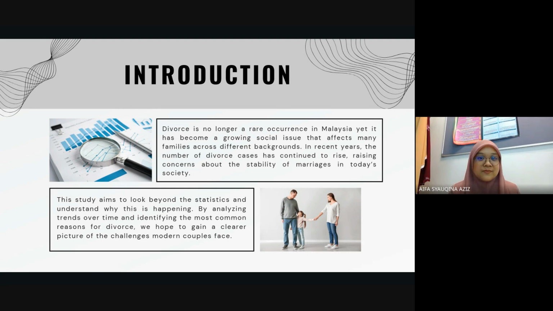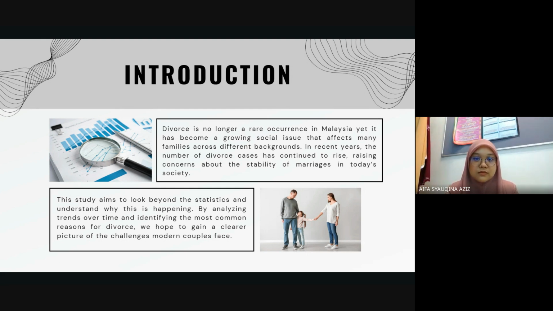Divorce is no longer a rare occurrence in Malaysia, yet it has become a growing social issue that affects many families across different backgrounds. In recent years, the number of divorce cases has continued to rise, raising concerns about the stability of marriage in today's society.